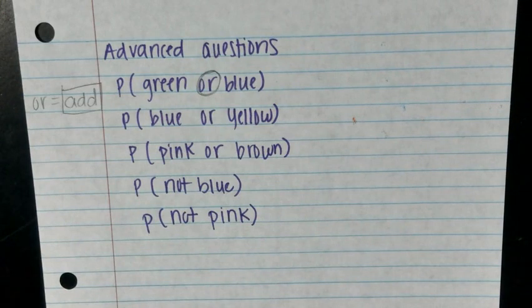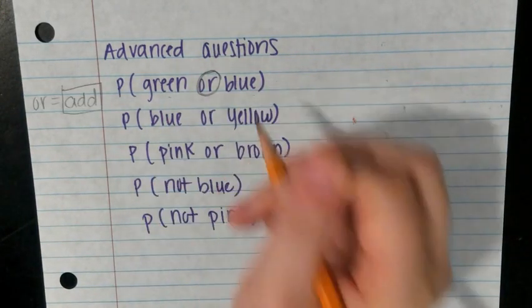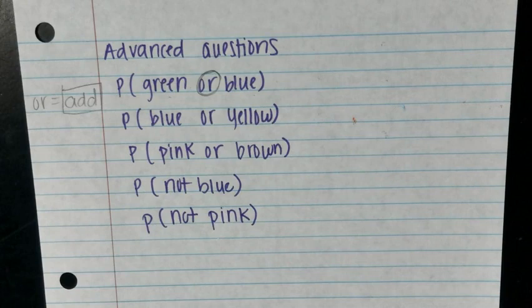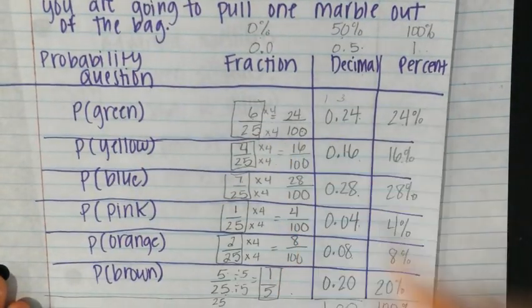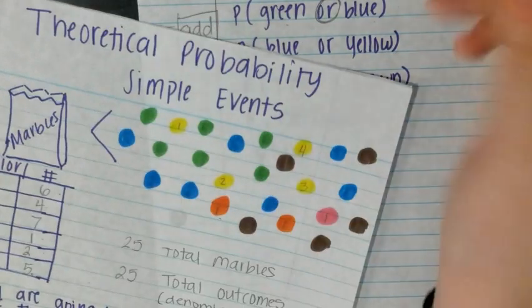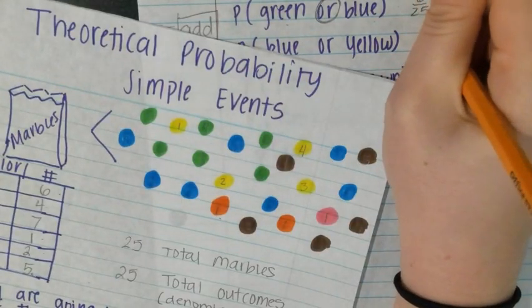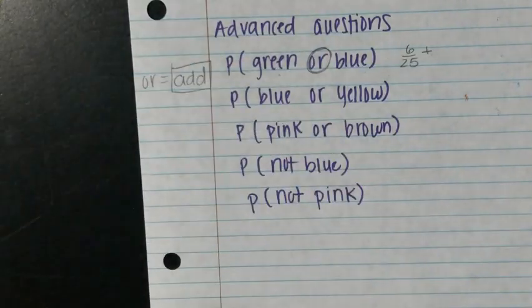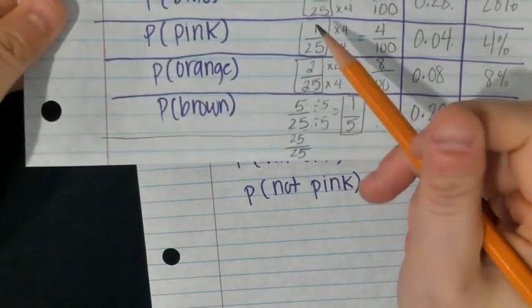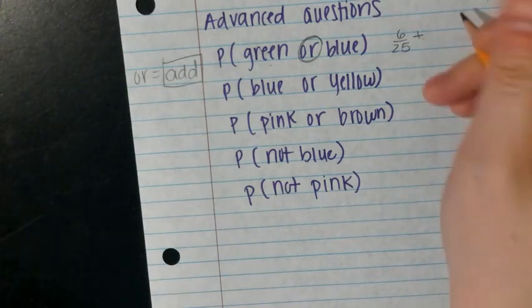Okay, so all you're going to do is add the probability of green to the probability of blue because it does not matter whether you get a green or a blue. It just matters if you get one of those. Okay, so go back to our probability. Probability of green was 6 out of 25, so I'm going to write that here. And I'm going to add it to the probability of blue. And probability of blue was 7 out of 25.